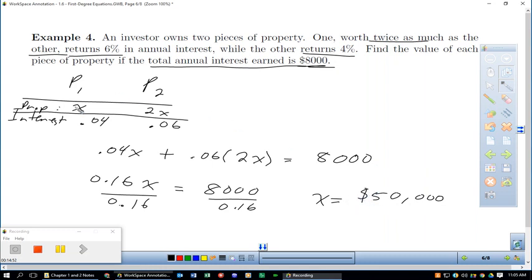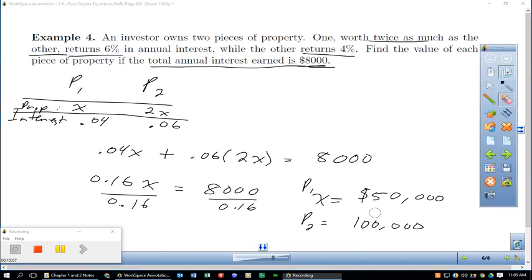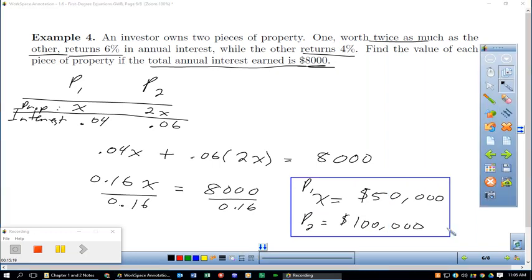$50,000. That tells us how much property 1 is. Property 2 is 2x, so it is $100,000 for that second property. Now, it would be really smart to check this: take $50,000 at 4% interest and $100,000 at 6% interest, and see if you get a grand total of $8,000, which you should.